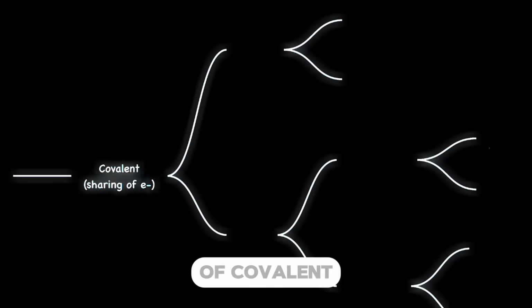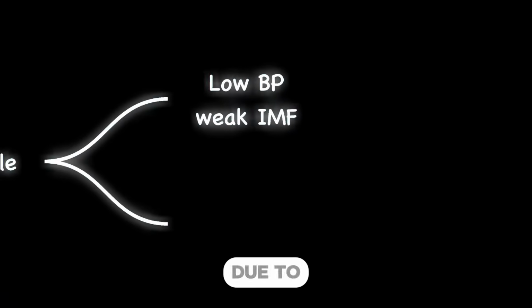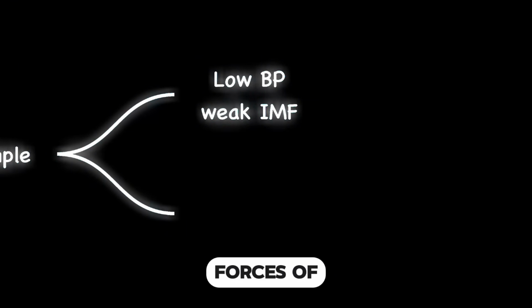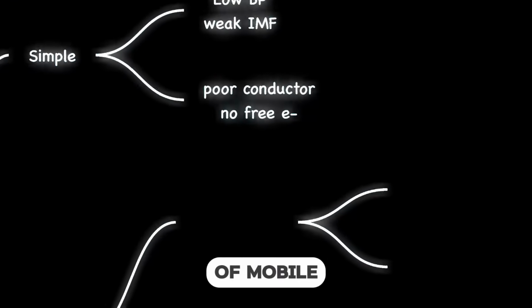There are two types of covalent molecules: simple and giant. Simple covalent molecules tend to have low boiling points due to weak intermolecular forces of attraction. They are poor electrical conductors due to the lack of mobile electrons.